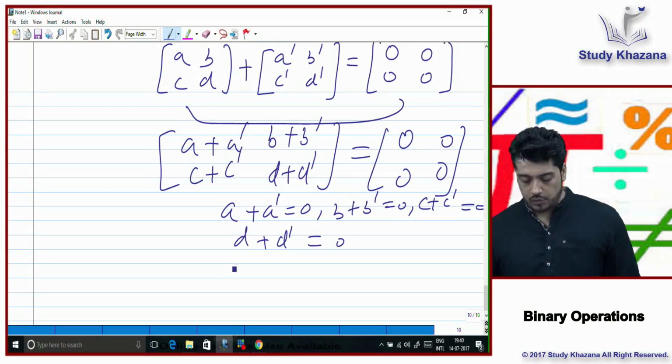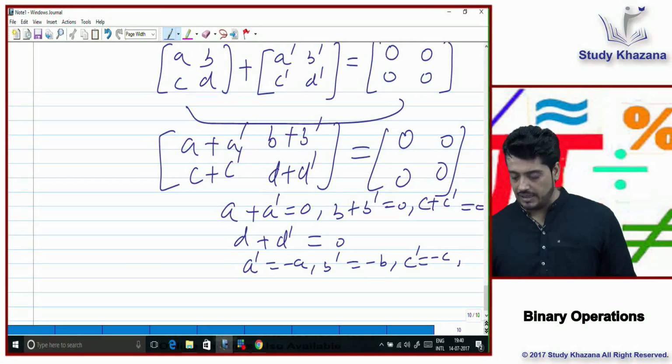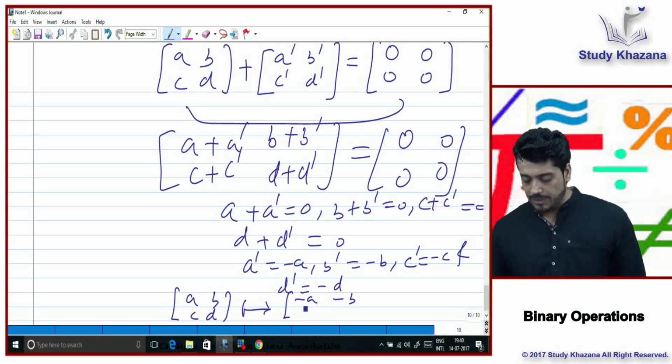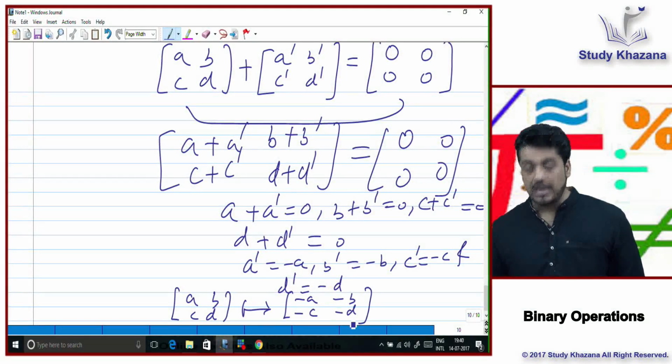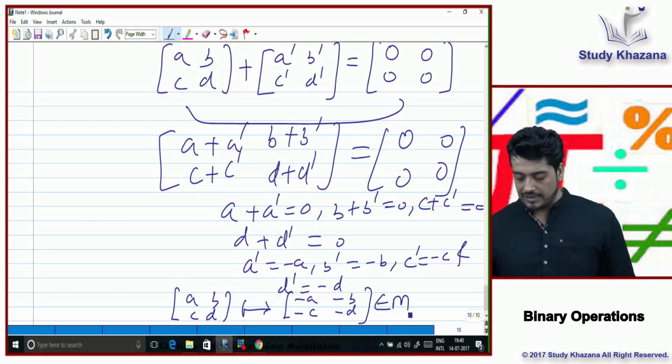So what is the choice for A dash, B dash, C dash, D dash? A dash must be equal to minus A, B dash must be equal to minus B, C dash must be equal to minus C, and D dash must be equal to minus D. So finally, what is my inverse? For any A, B, C, D, the required inverse is minus A, minus B, minus C, minus D. And we know that if A is a real number, minus A is also a real number. So by that argument, this inverse again belongs to M.